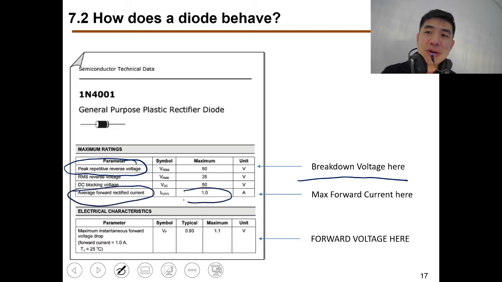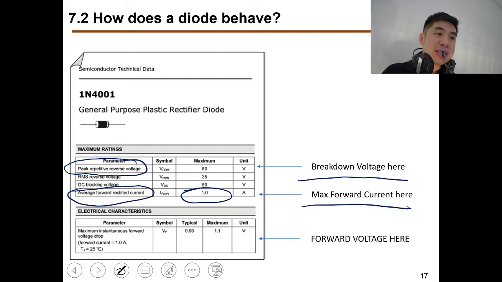Maximum forward current is here, 1.0. So even though they say average forward rectified current, it's basically as good as saying maximum forward current. Because when we rectify already, it is 1 amp already. So normally you just let pass 1 amp only. Alright, maximum forward current.